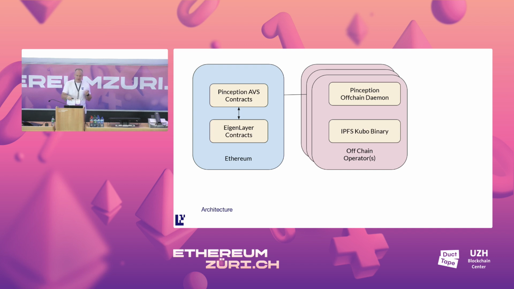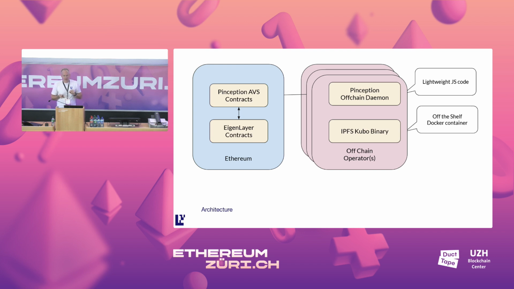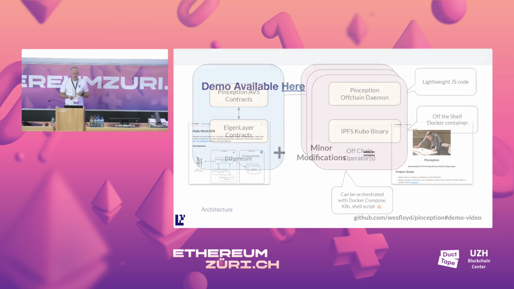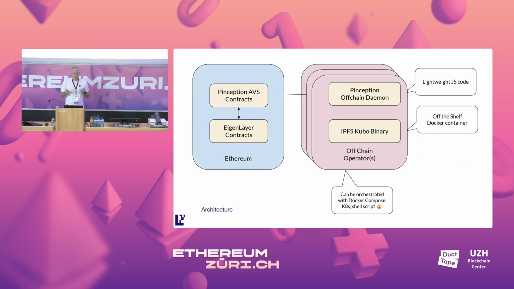And what we're going to have here on the right-hand side is this operator code. We're going to write just a little bit of JavaScript to orchestrate with the Kubo binary, just to communicate on-chain with it. And take the off-the-shelf Docker container. Now, this could be Docker Compose, Kubernetes. You could run anything you want. This is basically the binary that all of your operators would run the AVS service with. And that's basically the architecture.